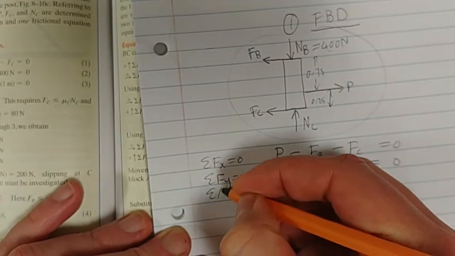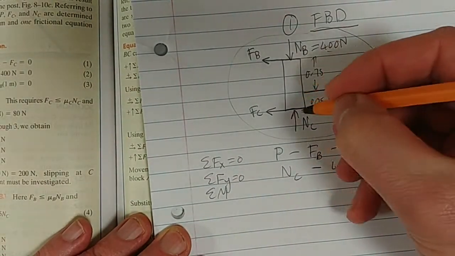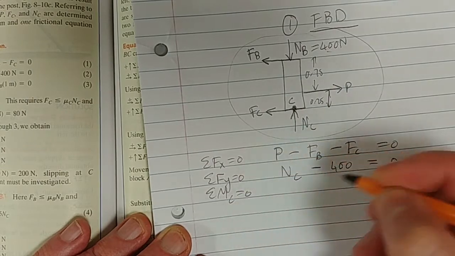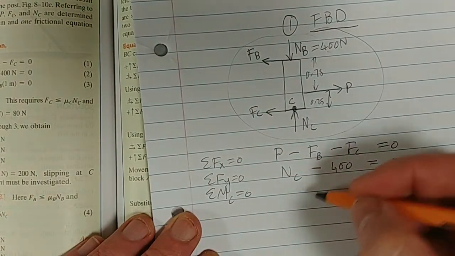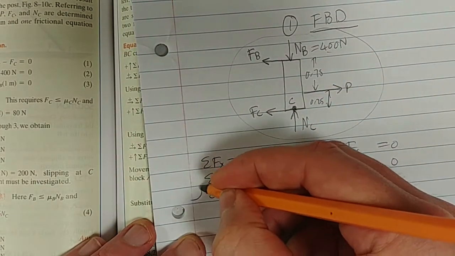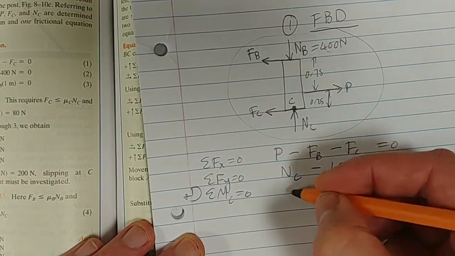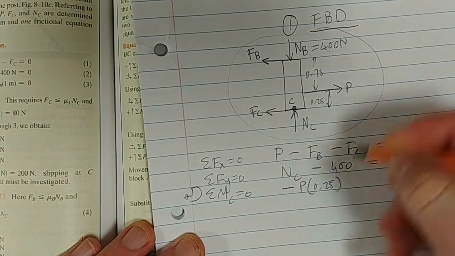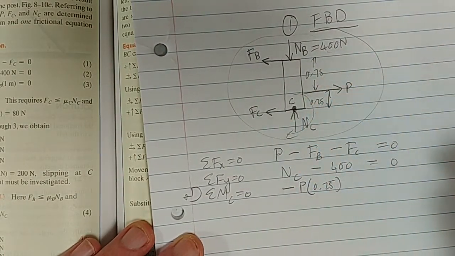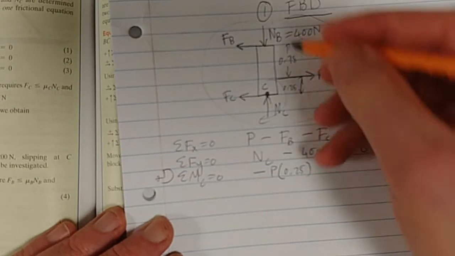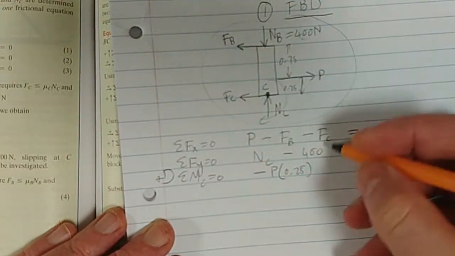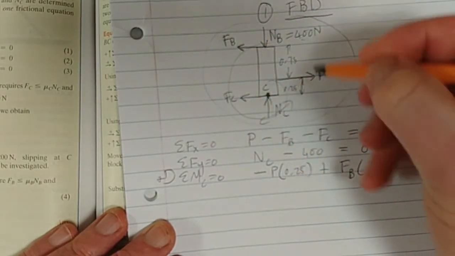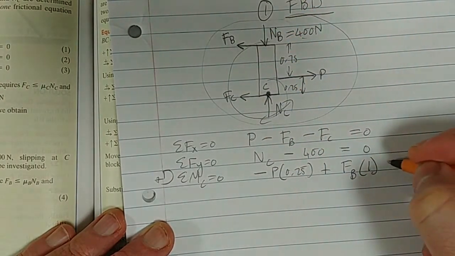And we take sum of the moments. I'll just copy them. We take sum of the moments about that point there. Let's call it C. So what we get then is, if we take counterclockwise as positive, minus P times 0.25, right? The moment of P, like that, is clockwise. And then we get plus FB, it's going anti-clockwise, times 1, gives us 0.